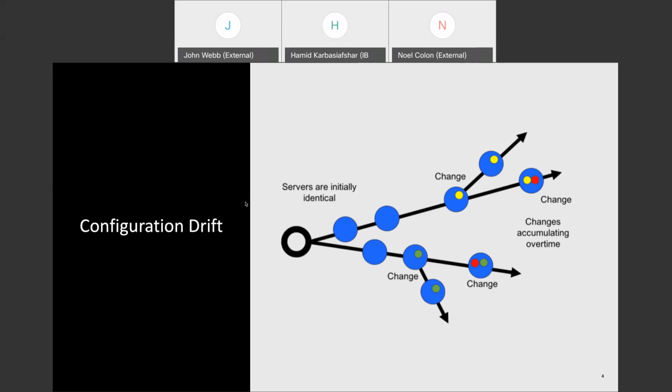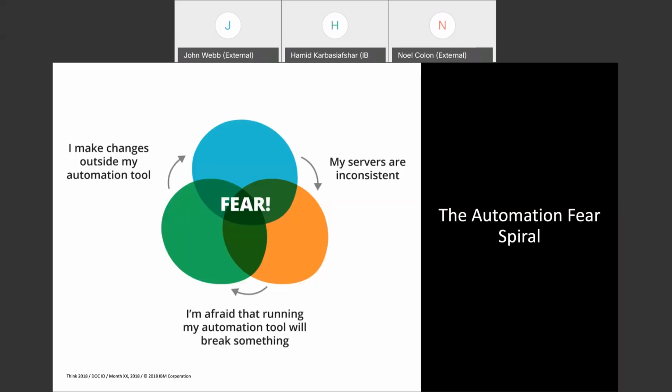You now have servers that you're afraid to touch, that you can't manage, and so everybody's afraid that any change they make, something's going to break. So we call this the automation fear spiral. We get into this cyclical pattern of inconsistency. The servers are in such a state that everybody is afraid to do anything.